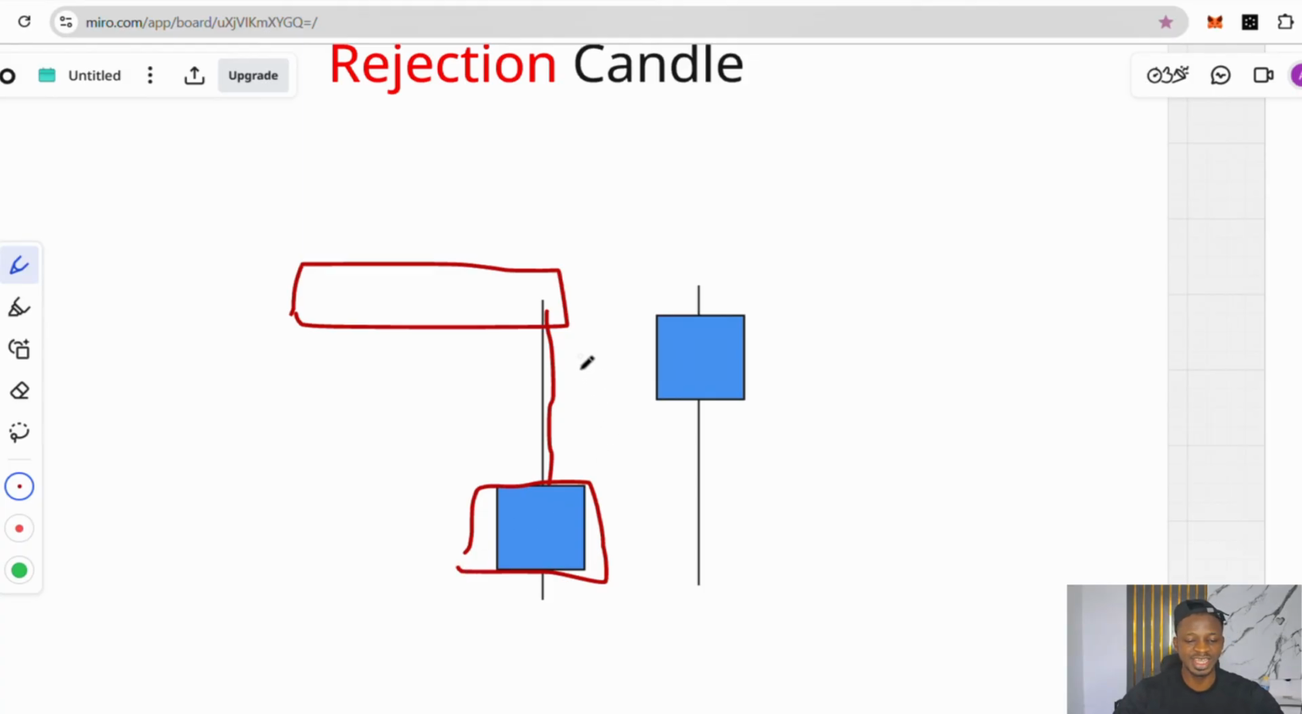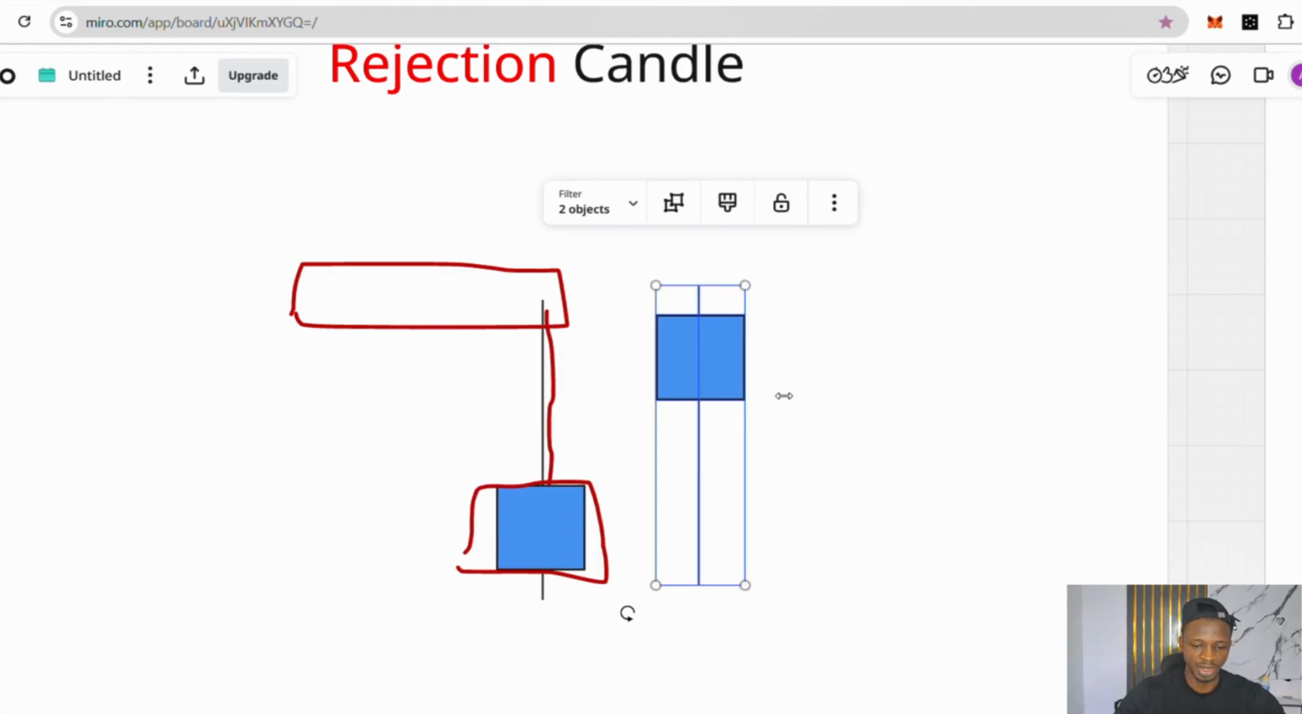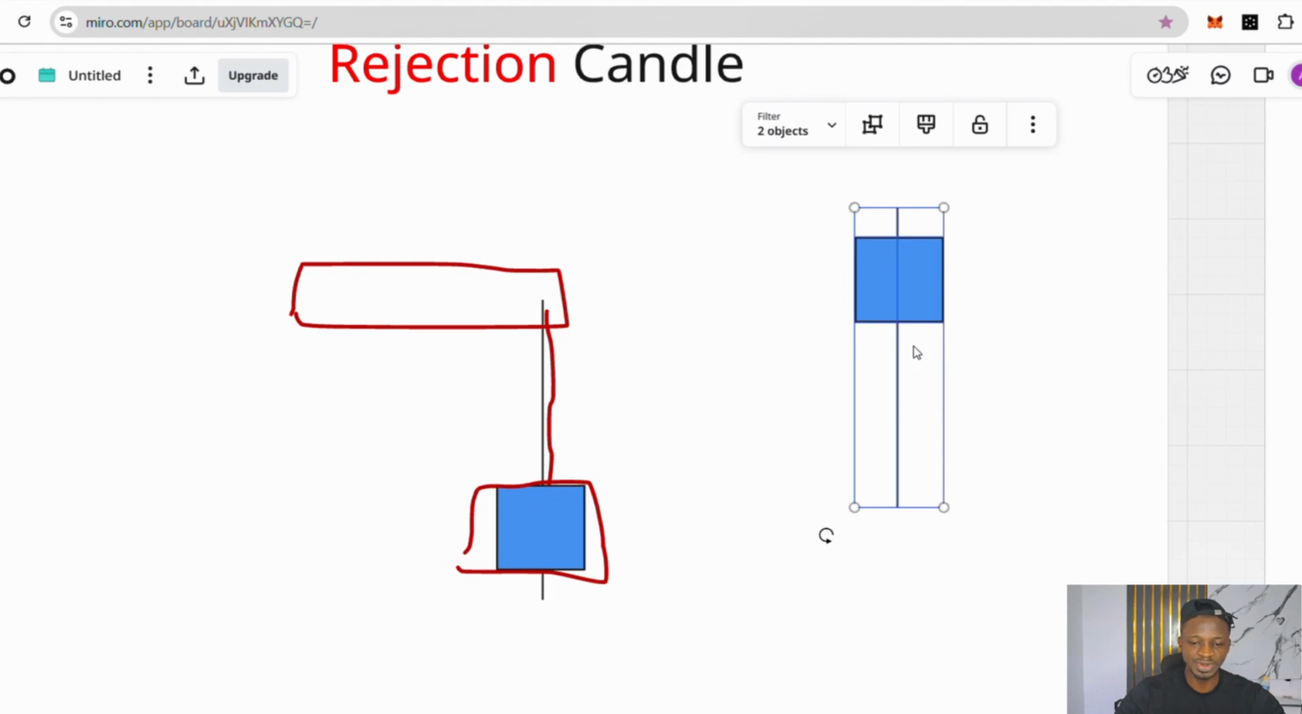So what is the psychology behind it? The psychology is that the sellers have higher momentum than the buyers. So that is why the candle ends like this. So the next candle that you are going to see, let me show you something. Let me demonstrate this very well for you guys to comprehend. You understand? So the next candle you are going to see, let me ungroup this and show you.